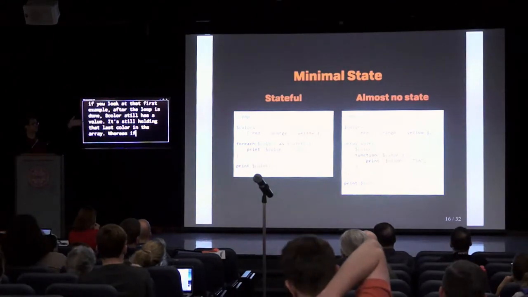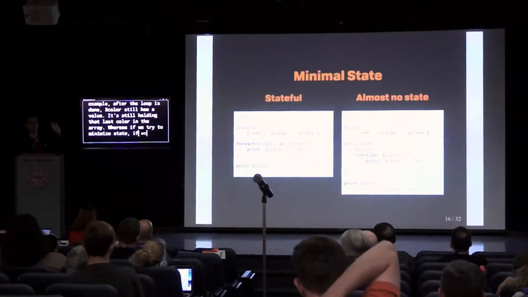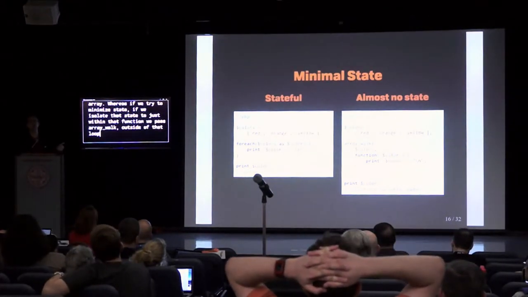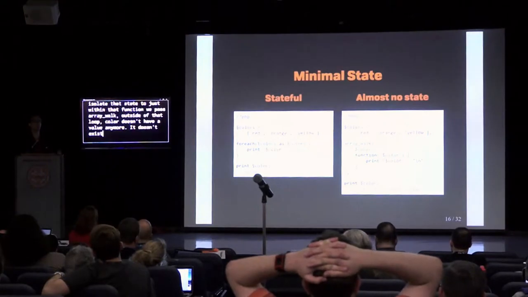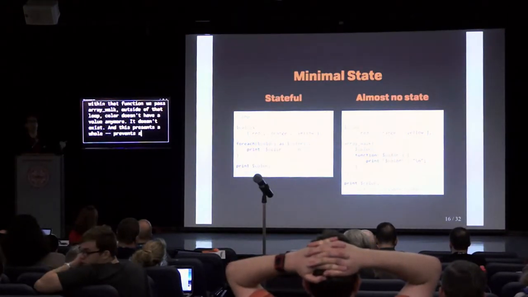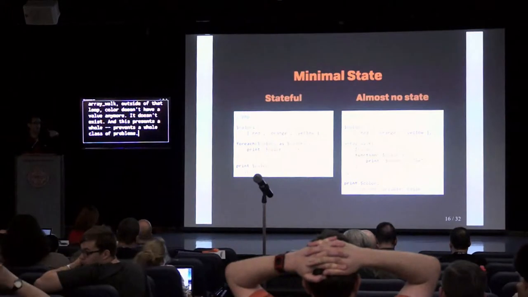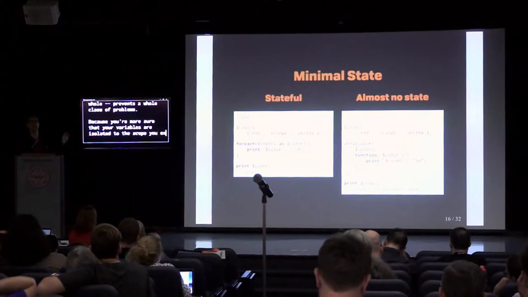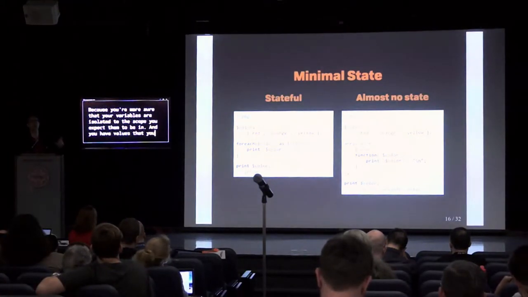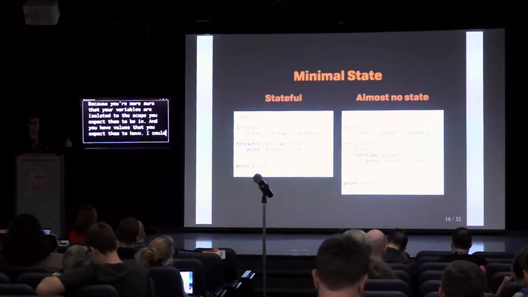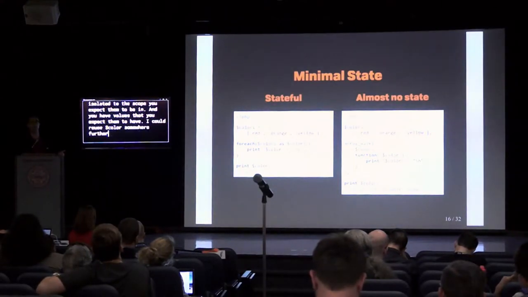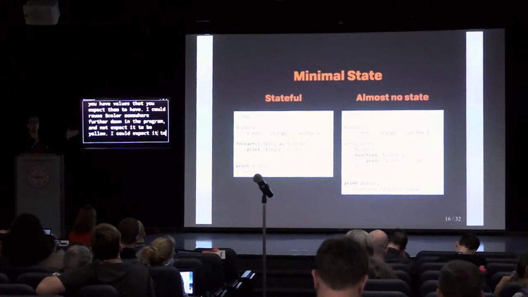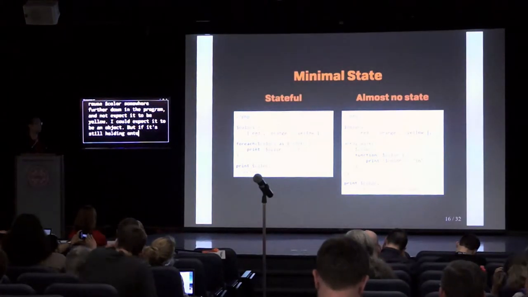Whereas if we try to minimize state, if we isolate that state to just within that function we pass array walk, outside of that loop, $color doesn't have a value anymore. It doesn't exist. And this prevents a whole class of problems, because you're more sure that your variables are isolated to the scope you expect them to be in, and values that you expect them to have. I could reuse $color somewhere further down in the program and not expect it to be yellow. I could expect it to be an object. But if it's still holding on to that value, that could be a problem.